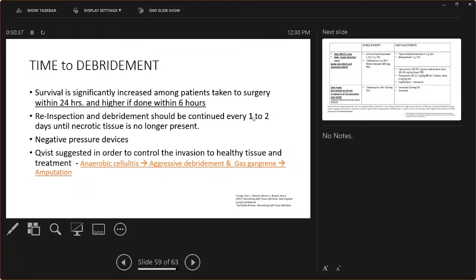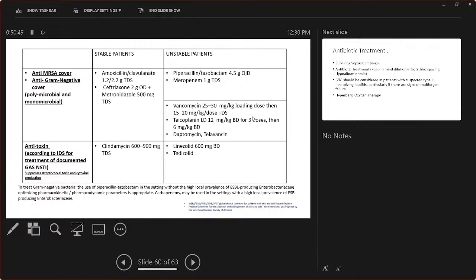Historically, they have suggested that in case of anaerobic cellulitis, we must go for aggressive debridement, and in case of gas gangrene, amputation is recommended. Antibiotics for necrotizing fasciitis: anti-MRSA cover and anti-gram negative cover. For stable patients, we will go for augmentin and ceftriaxone, metronidazole. So this will cover gram negative species. Gram negative species is pip-taz and meropenem.